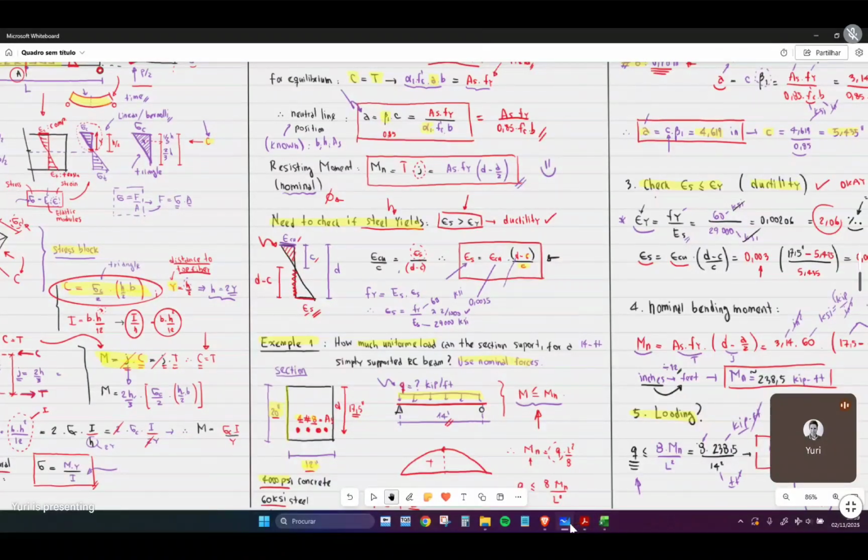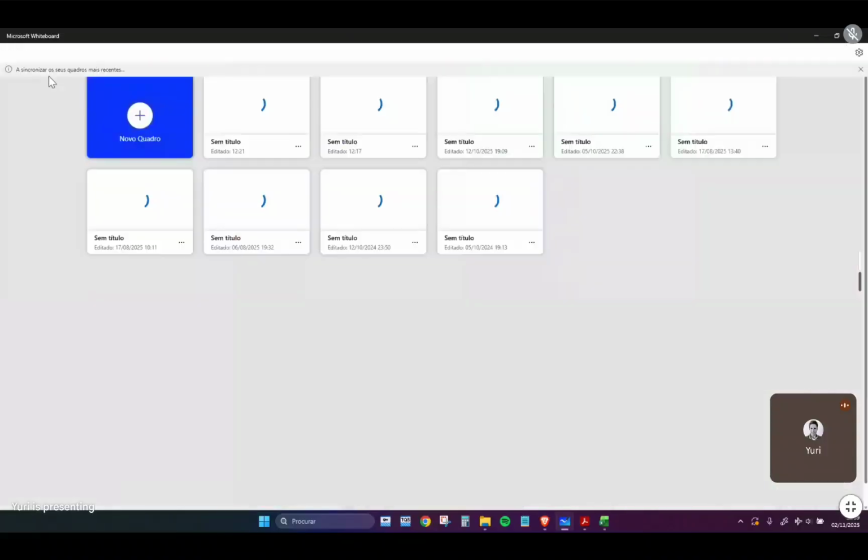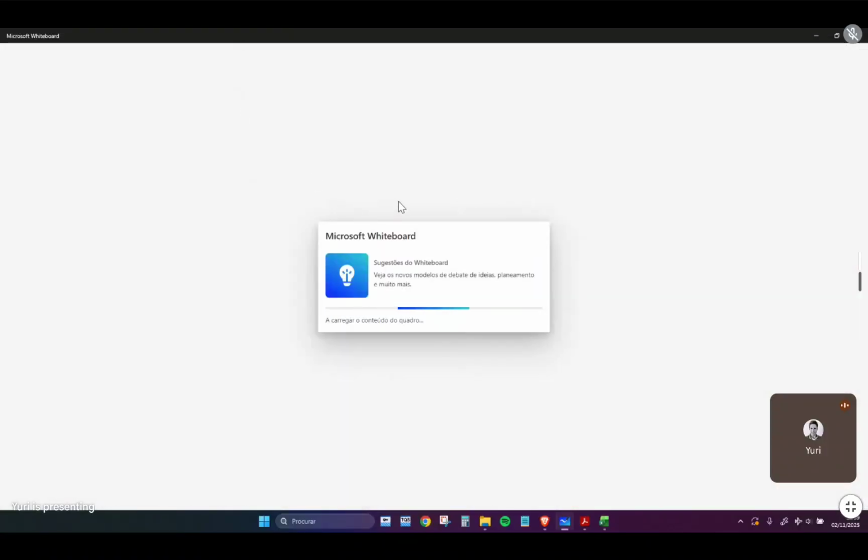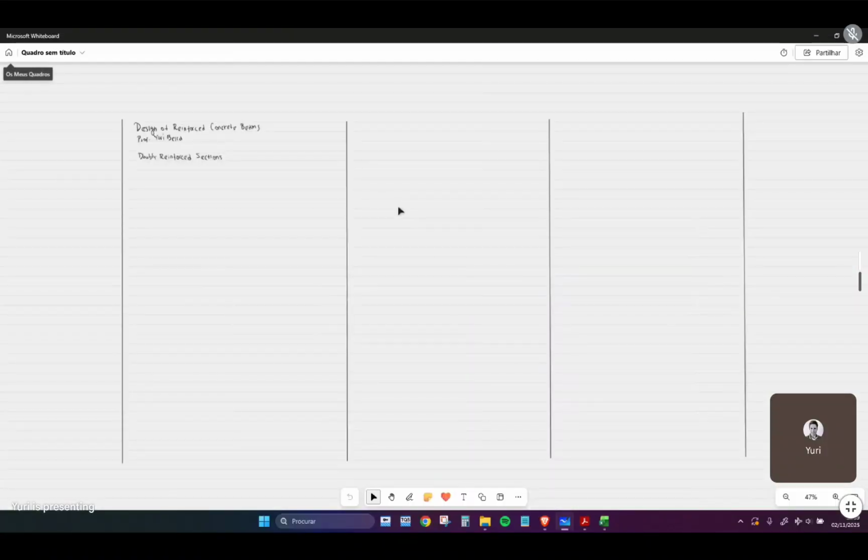In the next video, we're going to talk about sections with double reinforcement, which I'm working on right now. Okay, so see you soon.